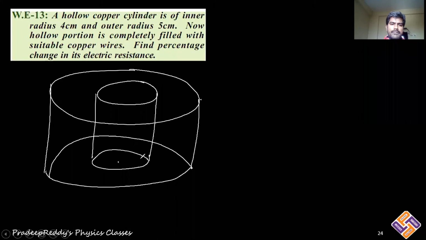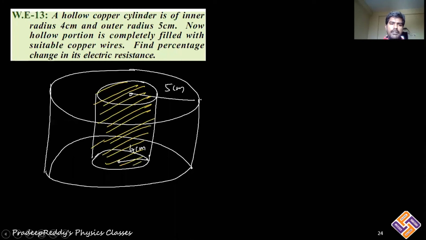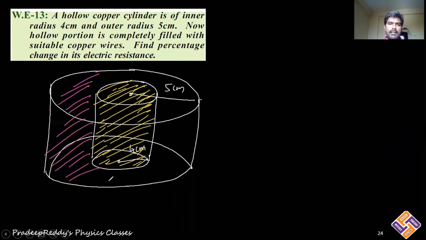Inner radius is 4 centimeter and outer radius is 5 centimeter. And what you are doing now, you are filling this hollow part with some other material. If the hollow portion is already being filled, this is cylindrical. This is a cylinder. This portion is already having matter.